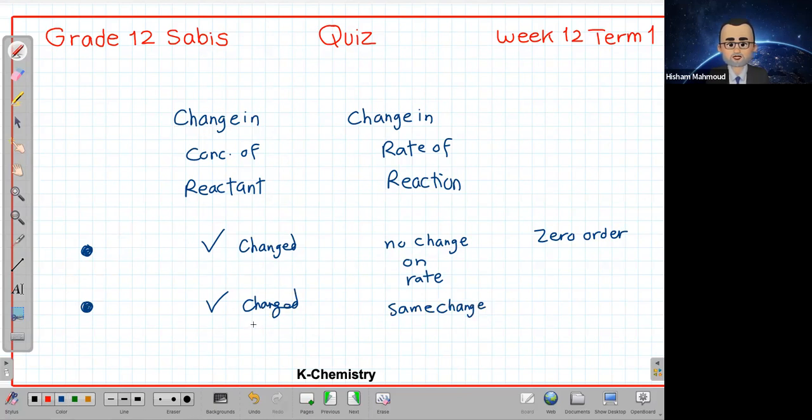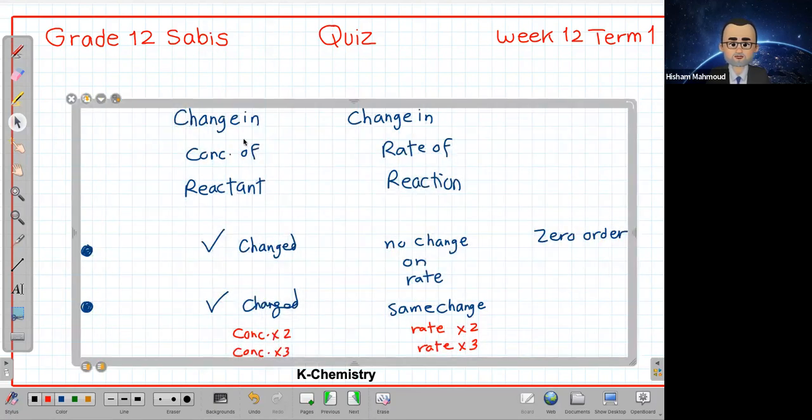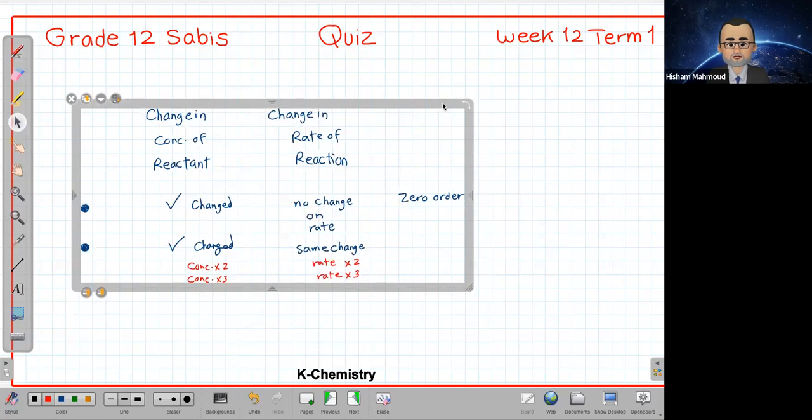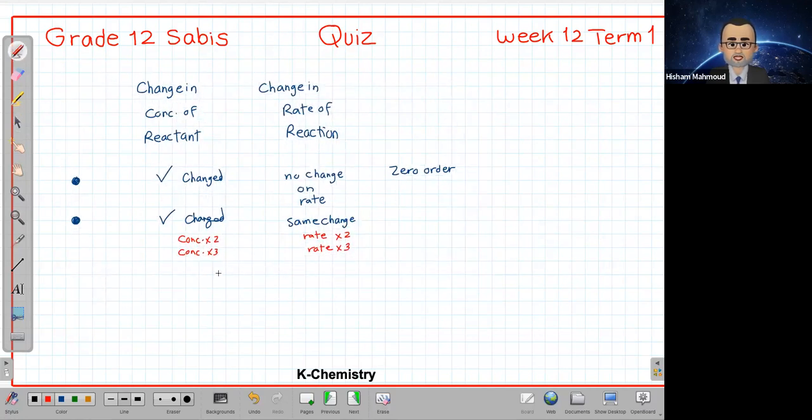It means if you multiplied the concentration by 2, the rate of the reaction will be multiplied by 2. If the concentration is multiplied by 3, the rate of the reaction is multiplied by 3. If the concentration is divided by 2, the rate of the reaction is divided by 2. So whatever you are doing to the concentration is happening the same to the rate of the change. If you divided the concentration by 2, the rate is also divided by 2.